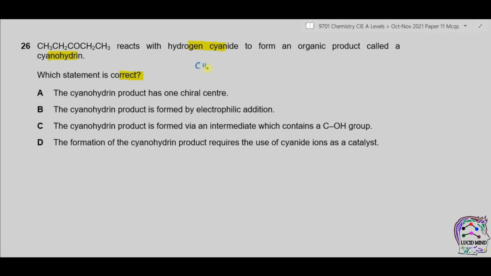We have CH3, CH2, C double bond O, CH2, CH3. Now hydrogen cyanide, we have CN negative, which will attack this partial positive carbon. This bond is broken. Then oxygen will become negative and this oxygen will then attack another HCN to get bonded with hydrogen. Now the product formed will be like this: CH3, CH2. We have CN attached with this carbon and we have an OH group.